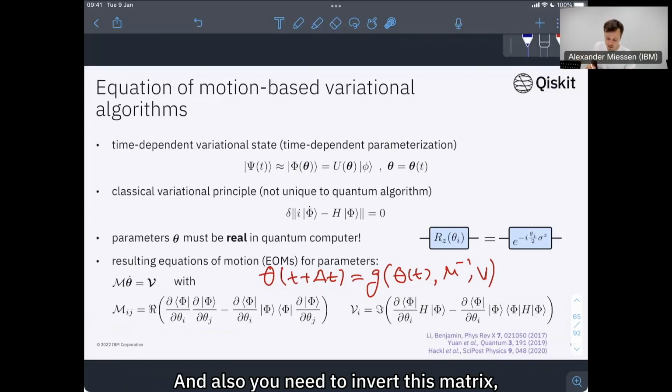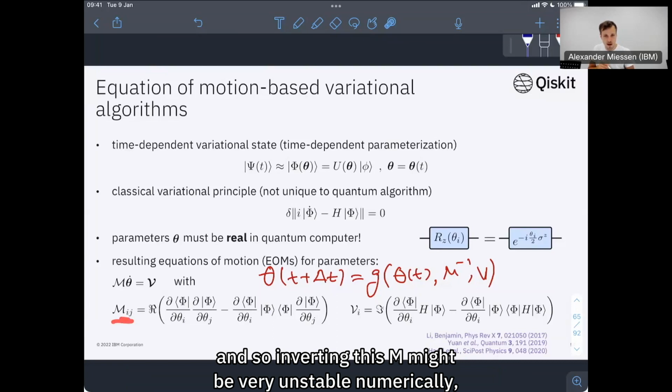And also, you need to invert this matrix, and depending on the noise of your machine or your system or whatever, these matrix elements might not be measured very accurately, and so inverting this M might be very unstable numerically, okay?